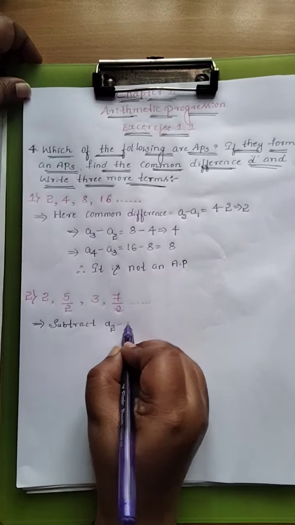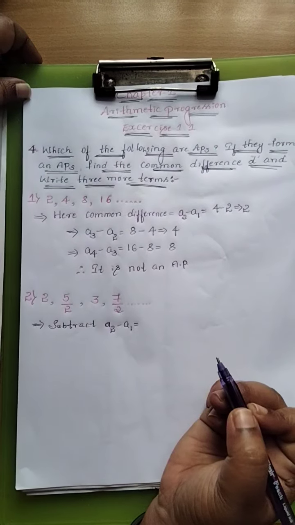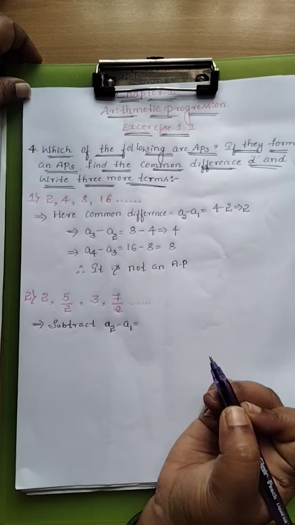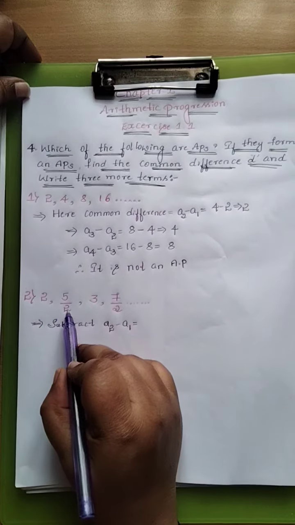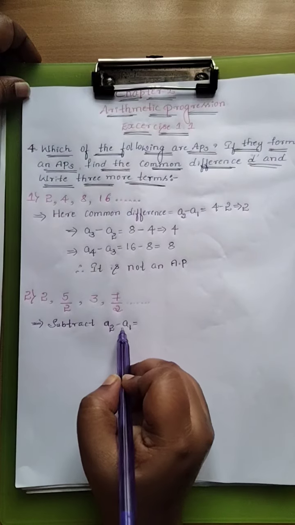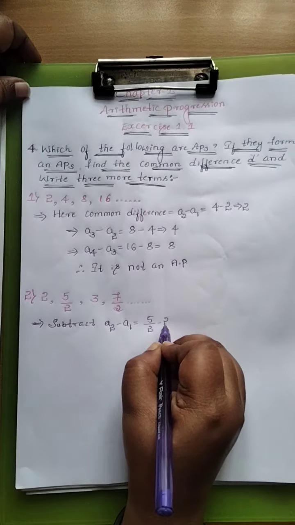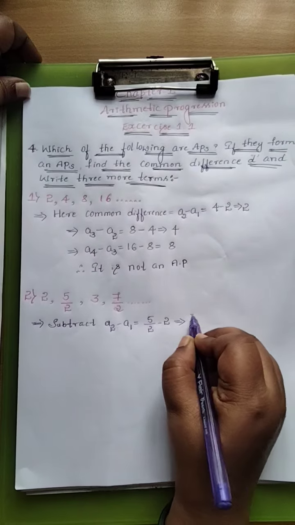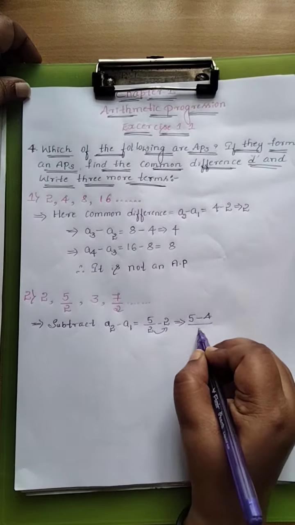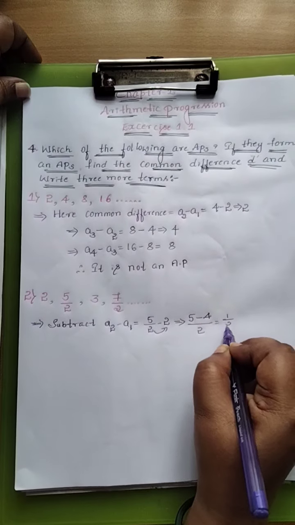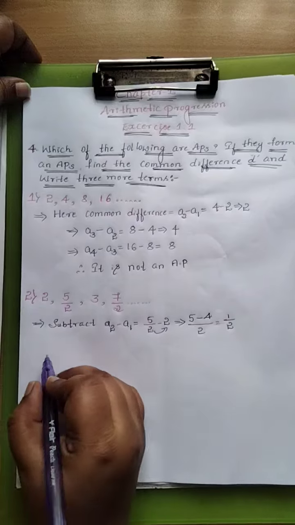A2 minus A1. To check whether it will form an AP or not, we need to subtract each term from the previous term. Here, the first term we cannot subtract, that is why I took the second term, that is A2 minus A1. Here A2 is 5 by 2 minus 2. If we subtract this, cross multiply, 2 2s are 4, divided by 2, that is 1 by 2. 5 minus 4 is 1, divided by 2.